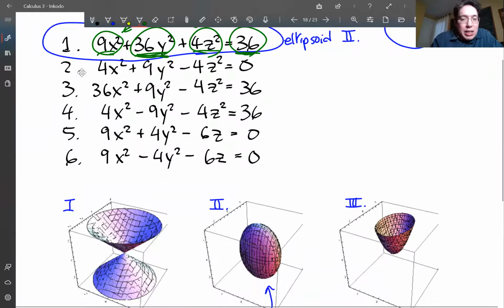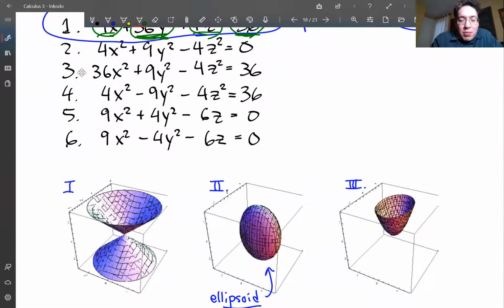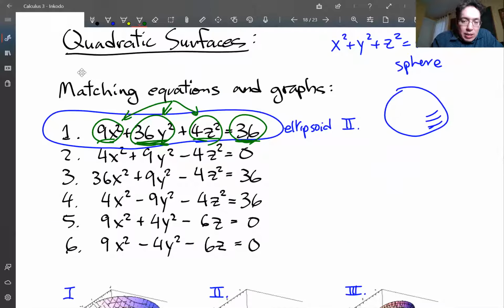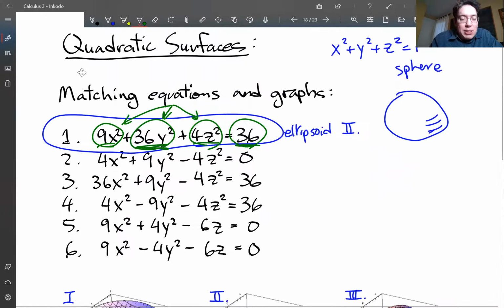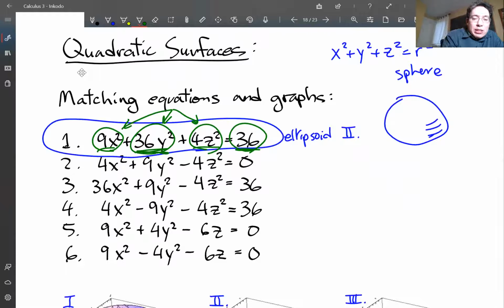Another technique that you might use is that you can look at 2 dimensions at a time. So imagine I'm looking at this equation.